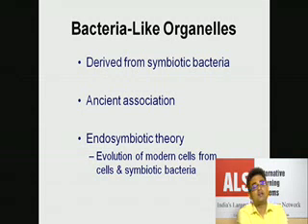So they have 70S ribosomes. They have their own genetic material, just like bacteria have their own genetic material. They divide by simple fission, just like bacteria divide by binary fission, and they are independent. Their division is independent of the nucleus. They can divide whenever they want to.